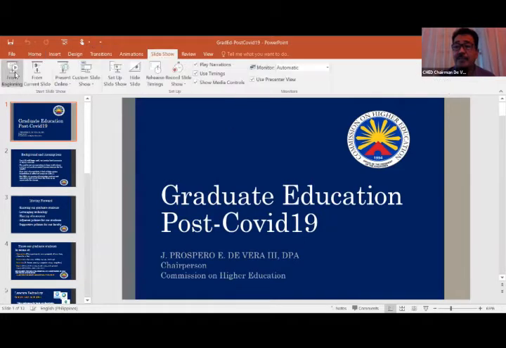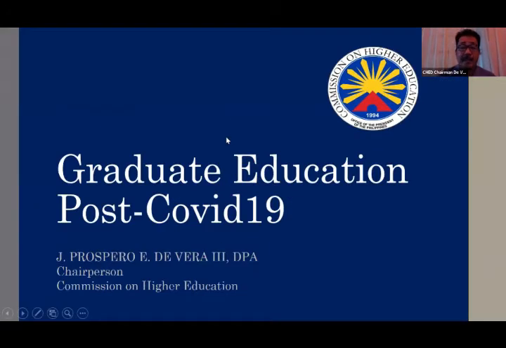So basically, I tried to put together some ideas on how graduate education would look like in the post-COVID-19 period. It's difficult to structure what post-COVID-19 means because until now, the data on the ground is not very complete or reliable, and therefore some of the things I'm mentioning cover both immediately lifting the ECQ as a post-COVID period, as well as the post-COVID period that will run all the way to the rest of the year, including the reopening of classes in August. So next slide, please.